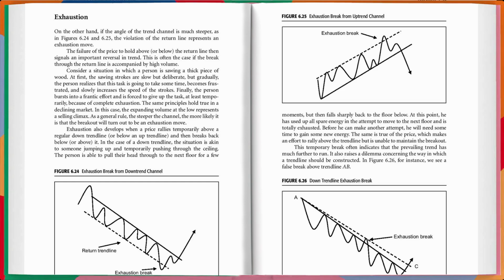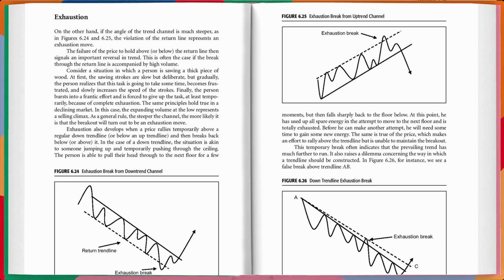In this case, the expanding volume at the low represents a selling climax. As a general rule, the steeper the channel, the more likely it is that the breakout will turn out to be an exhaustion move. Exhaustion also develops when a price rallies temporarily above a regular downtrend line or below an uptrend line and then breaks back below or above it.